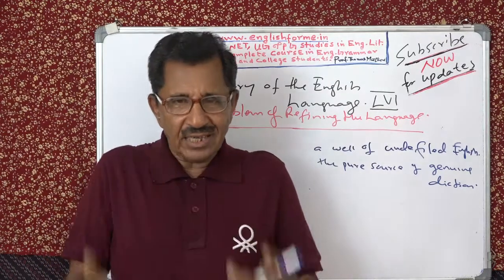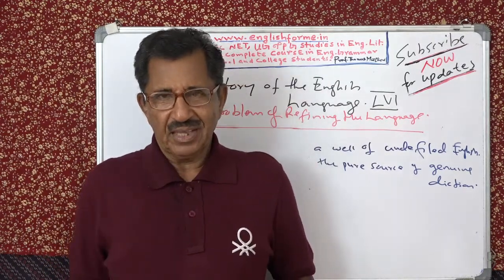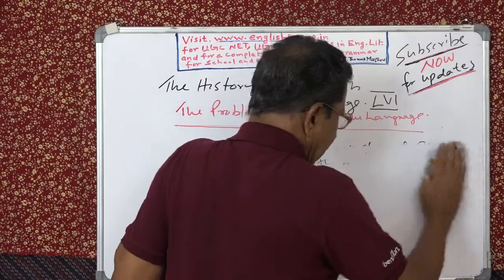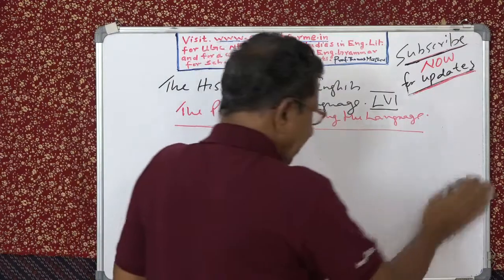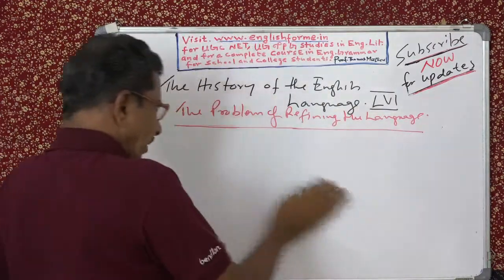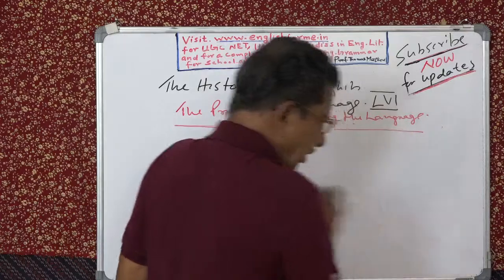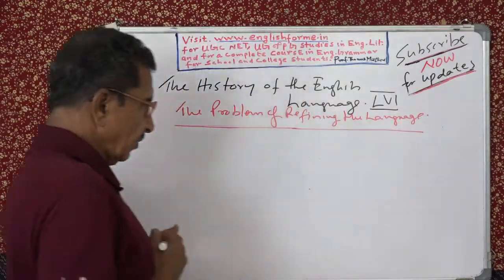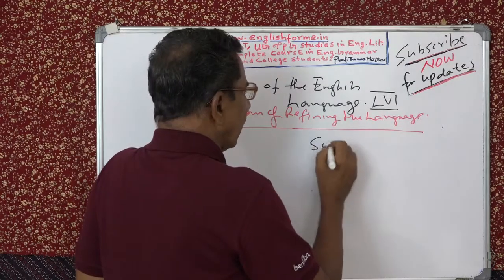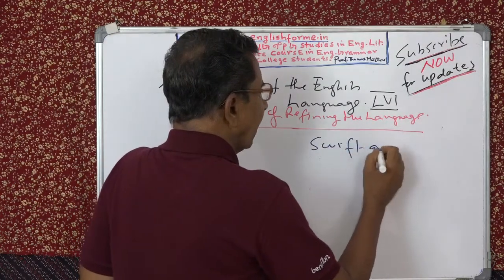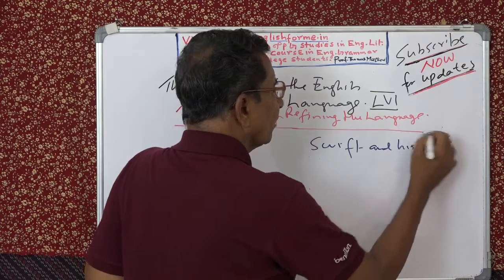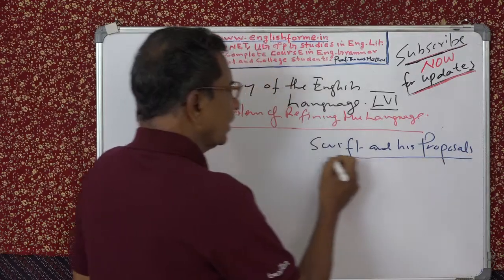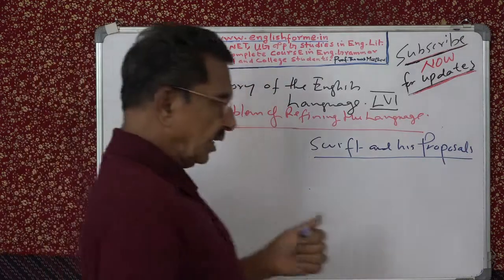So then come individual efforts. The first person to take the initiative to correct the faults of the language, before Dr. Johnson's dictionary appeared, was Swift. So we can have a subheading: Swift and his proposals. Proposals for what? For correcting and fixing the language. Swift and his proposals.